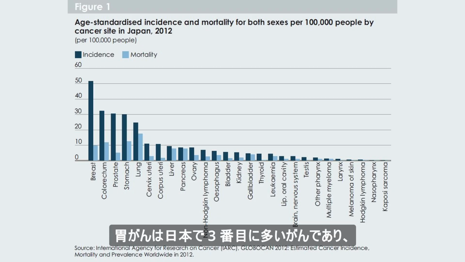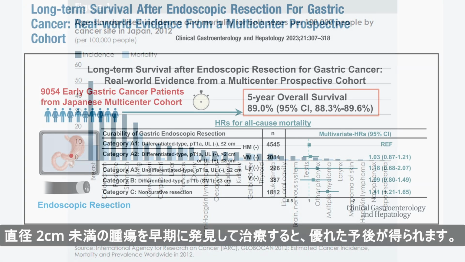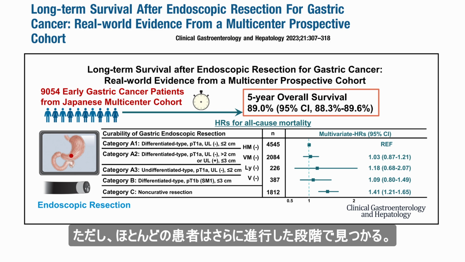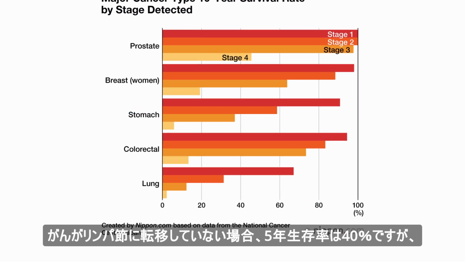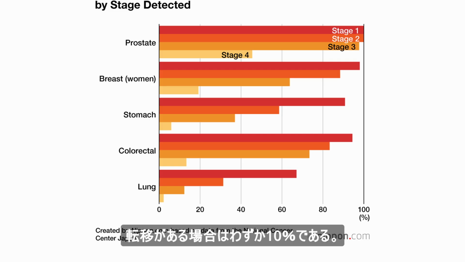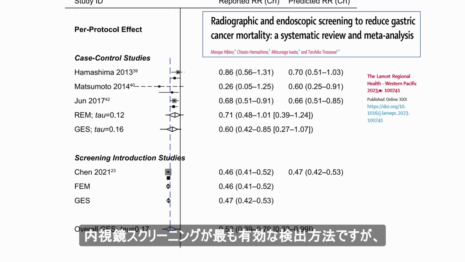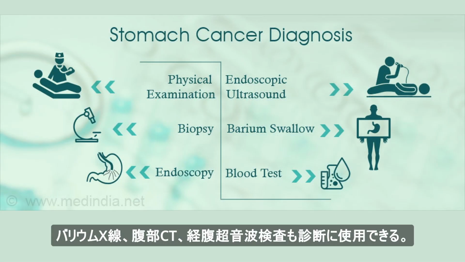Stomach cancer is the third most common cancer in Japan and is responsible for 120,000 cases and 40,000 deaths per year. Early detection and treatment of tumors less than 2 centimeters in diameter offers excellent prognosis. However, most patients present at a more advanced stage. Survival at 5 years is 40% when cancer has not spread to lymph nodes, but only 10% in the case of metastasis. Endoscopic screening is the most effective method of detection, but barium X-ray, abdominal CT, and transabdominal ultrasonography can also be used for diagnosis.